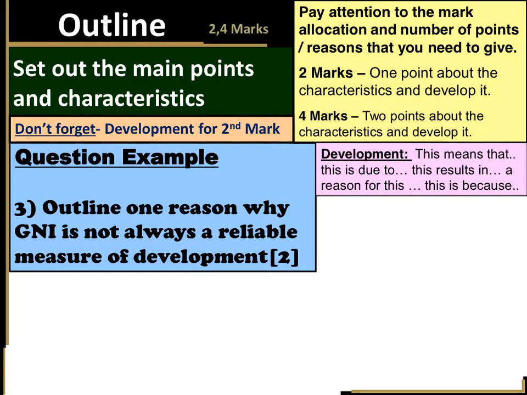Question number 3. Outline 1 reason why GNI is not always a reliable measure of development. So of course GNI is gross national income, and how can it measure development? It says 1 reason. There's no point giving 2 reasons because you won't get the full marks. You need to give 1 reason and develop it. So the development points in the pink box, this means that, this is due to, this results in, and so forth. A possible answer is on the next slide.